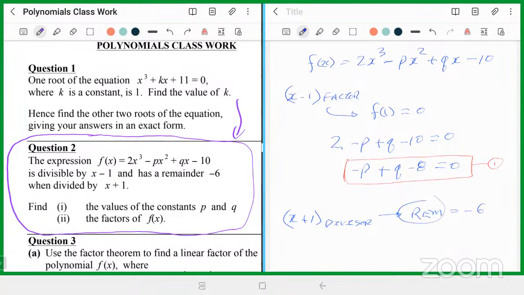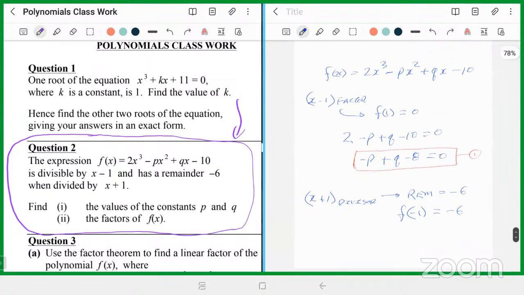What is the remainder equal to? It is equal to f of negative 1. So they're telling us that f of negative 1 is negative 6. So we plug negative 1 in the function here. It is equal to negative 6. That is the remainder. That's the remainder theorem. So we plug the negative 1 in there now.